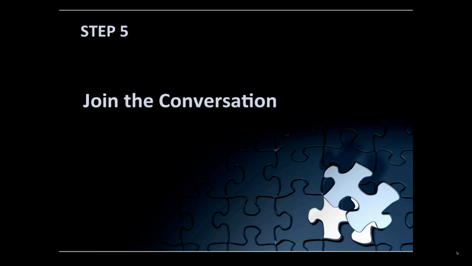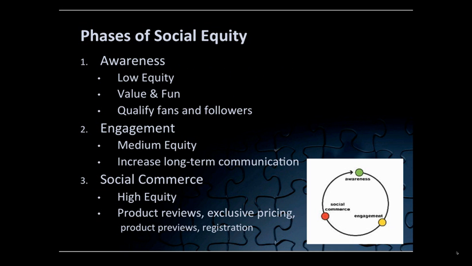Step 5 in making the social media marketing plan is to join the conversation. So there's phases of social equity. You have to build awareness, engagement, and then social commerce. So awareness is first. Low equity. It's value and it's fun. You get to qualify fans and followers. You get to start building your little network on Facebook, LinkedIn, or Twitter, or YouTube. And you start to build that fan base. You start to get people to notice it, and you start to see the numbers go up.